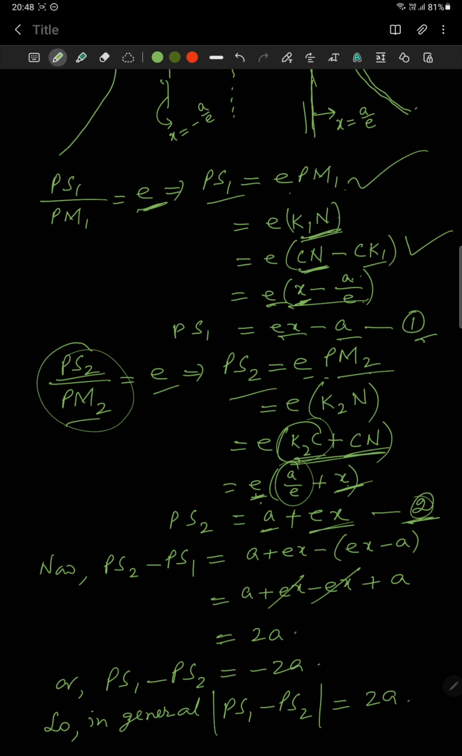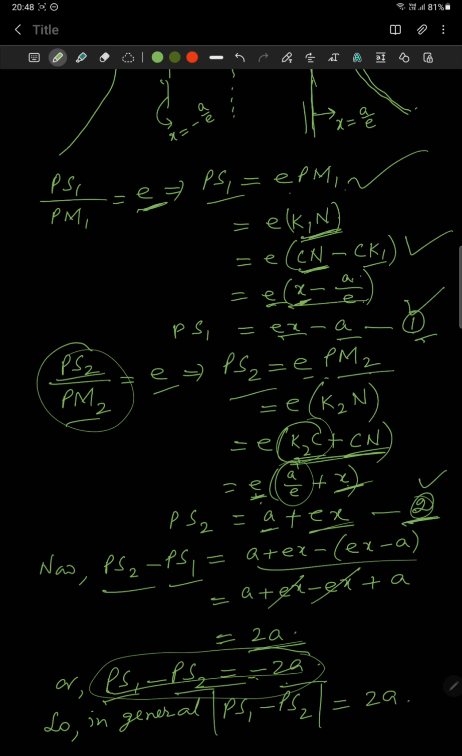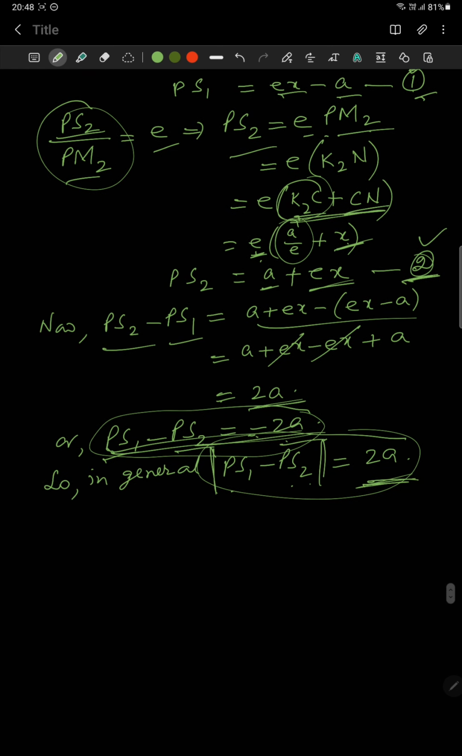Alright, so this equation number 1 and 2 we are getting. If we subtract 1 from 2, then we get PS2 minus PS1. Final calculation gives you 2A. And if we do 1 minus 2, then PS1 minus PS2 is equal to minus 2A. But the difference of the focal distances cannot be negative. So because of that, we can put this whole thing in the modulus sign. PS1 minus PS2 modulus is equal to, then finally we will get 2A. Alright, so till this point you people go through.